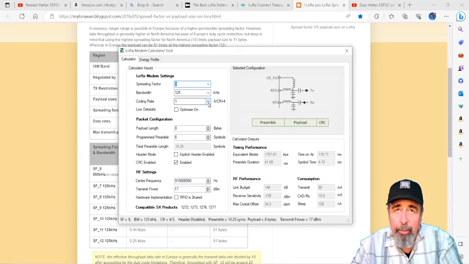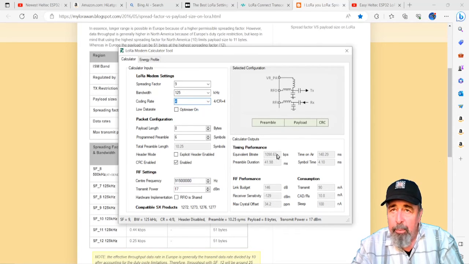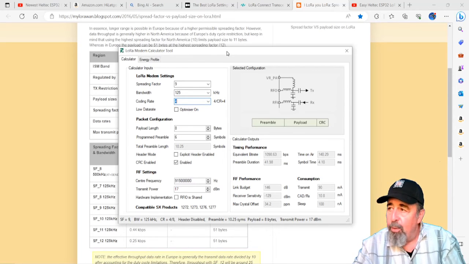So let's change our coding rate to 2, 1400 BPS, 123 milliseconds time on air. 3, 1200 BPS, time on air is 132 milliseconds, and number 4, still over 1 kbps, time on air is 140 milliseconds. So it seems like this calculator gives you the opportunity to optimize that.